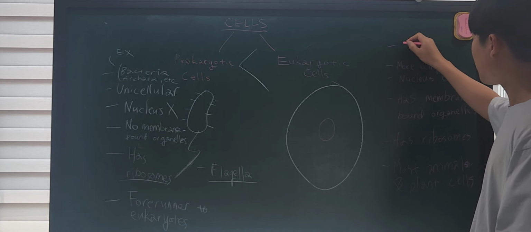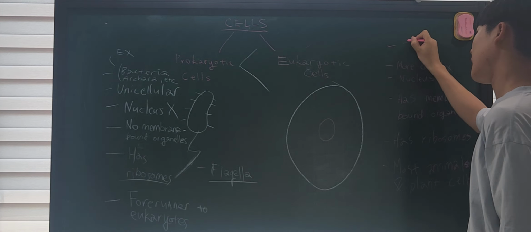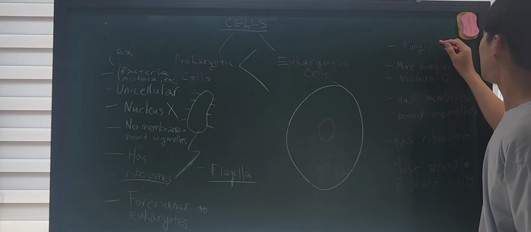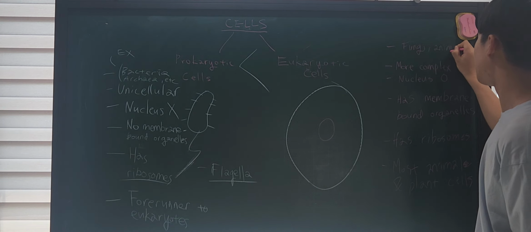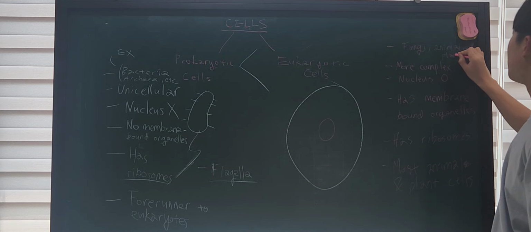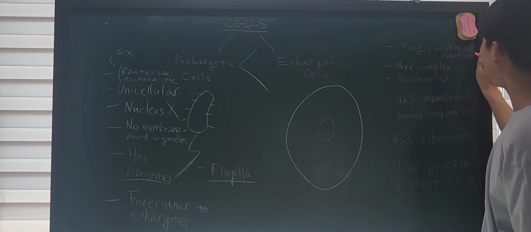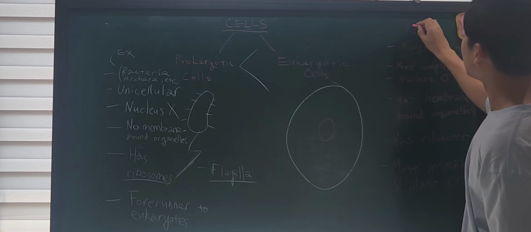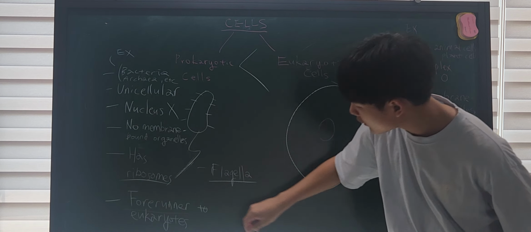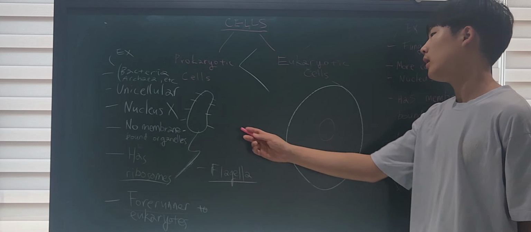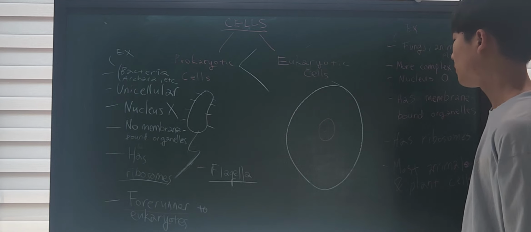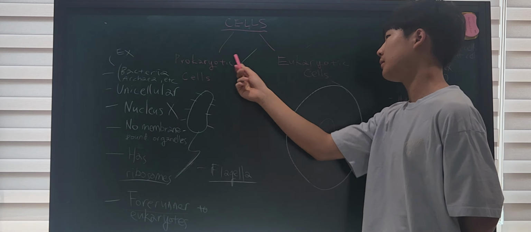Examples of eukaryotic cells are fungi, other animal cells, plant cells, and etc. There are so many eukaryotic cells. The prokaryotic cell is the forerunner to the eukaryotic cells, so the prokaryotic cell is way older than the eukaryotic cell. That's it about the two cells.